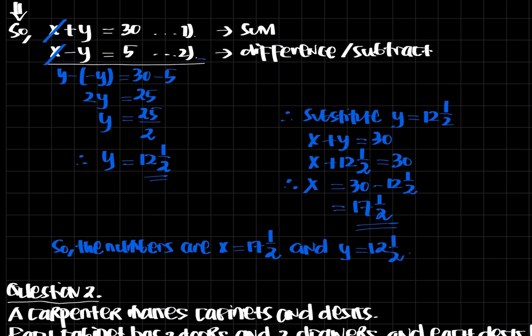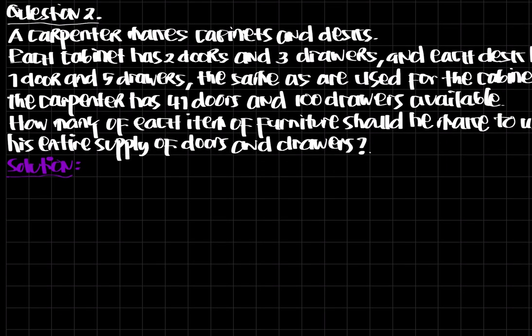Next question. Let's do the next question. The next question is, a carpenter makes cabinets and desks. Each cabinet has 2 doors and 3 drawers, and each desk has 1 door and 5 drawers. The carpenter has 41 doors and 100 drawers available. How many of each item of furniture should he make to use his entire supply of doors and drawers?